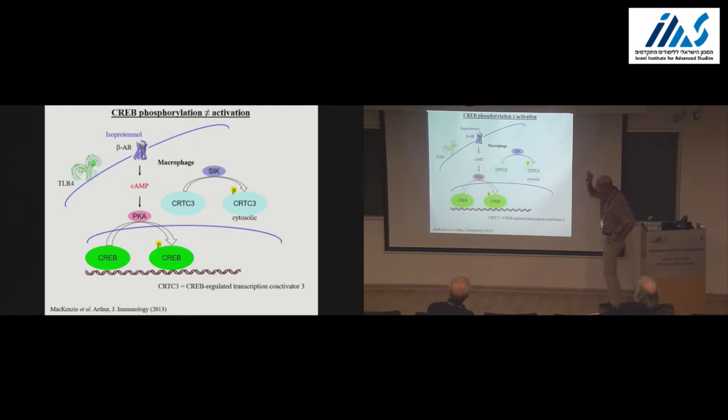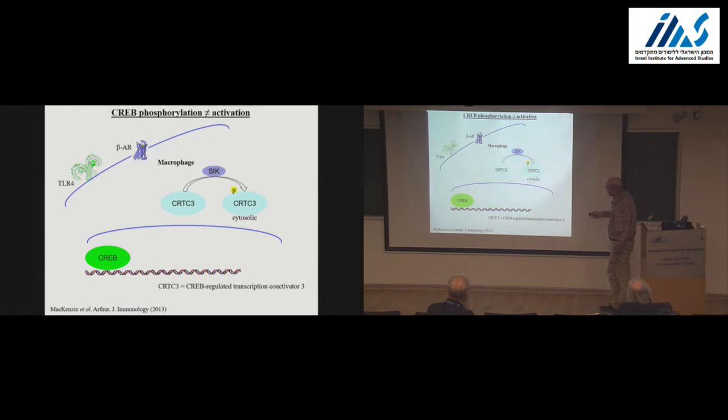Sorry, I made a mistake. Of course, when you do that with LPS, I will show it to you later, that is the situation. When you use a cyclic cAMP inducer, you activate PKA, you get CREB phosphorylated, and also you get SIK phosphorylated. Phosphorylated SIK is inactive, and therefore CRTC3 cannot be further phosphorylated. Of course, there is a phosphatase that removes the phosphate, and then CRTC3 can go to the nucleus and activate CREB-dependent transcription.